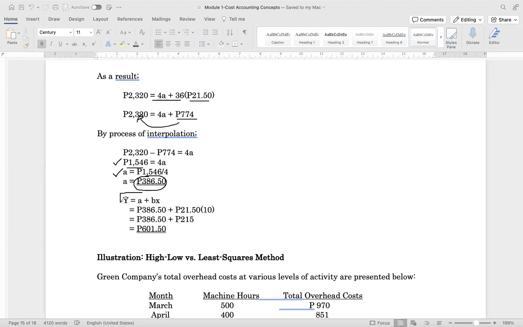So your equation now, y is equal to a plus bx, is equivalent to y is equal to 386.5 plus 21.5b. This time, your b is 10. So 10 times 21.5 is 215, plus 386.5. So you have here 601.5. This is your total maintenance cost at 10 units produced. So that's how you compute using the least square regression.